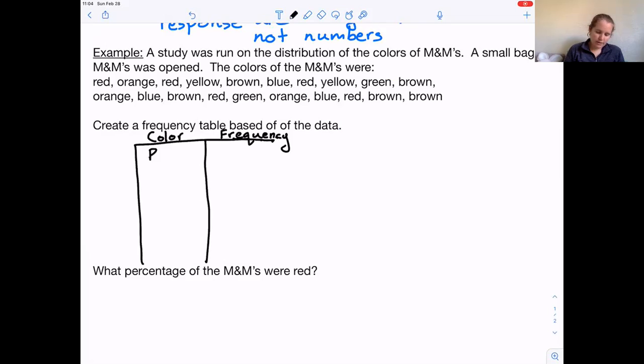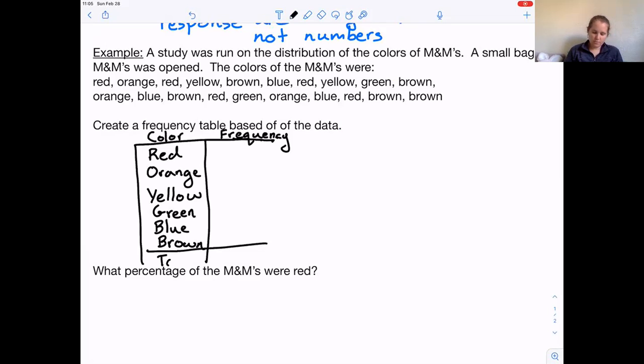So we have red, orange, yellow, green, blue, brown, and then we'll also put the total. So I'm going to start off just by doing tick marks so that we can easily count, and then we will remake the table putting in the numbers instead of using tick marks.